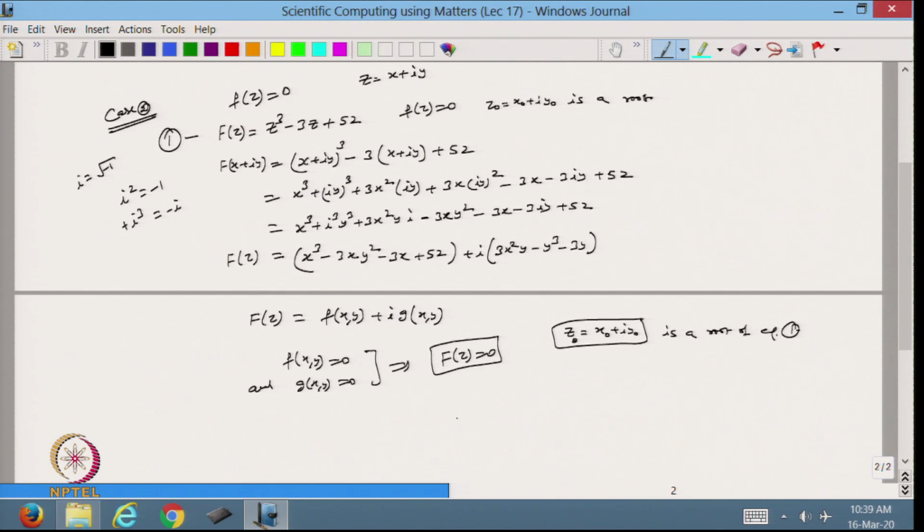So let us go to the MATLAB code. Let us start with the MATLAB code.